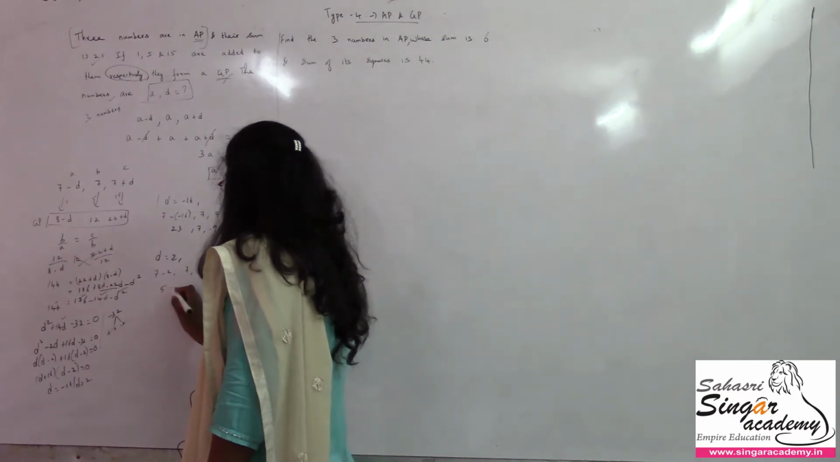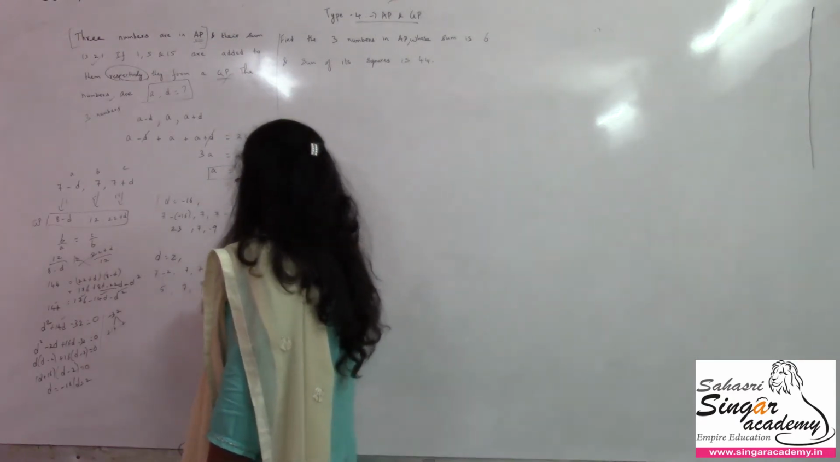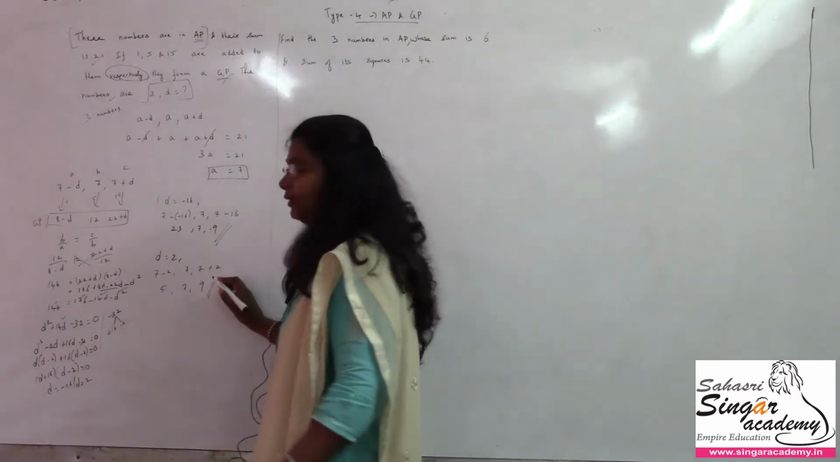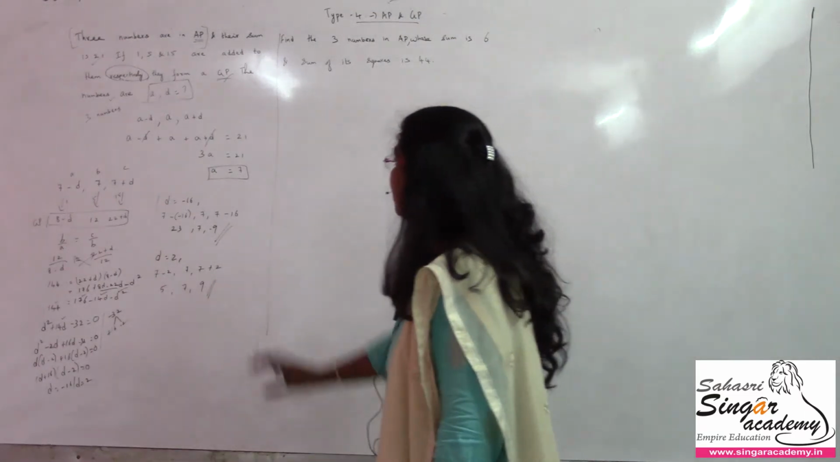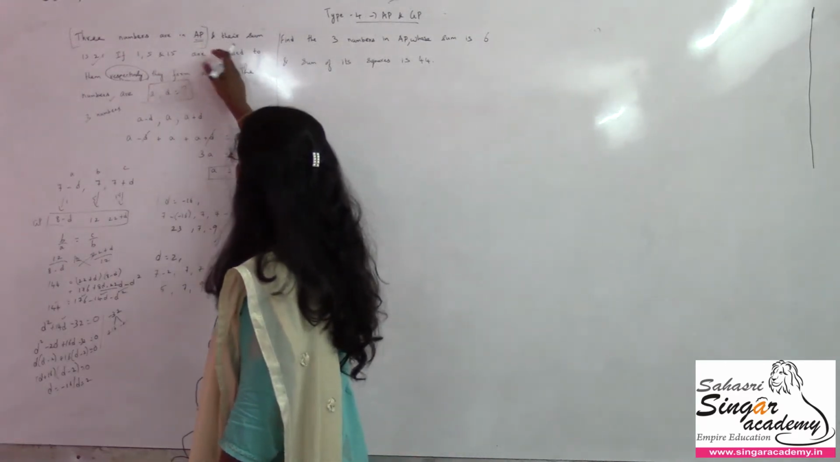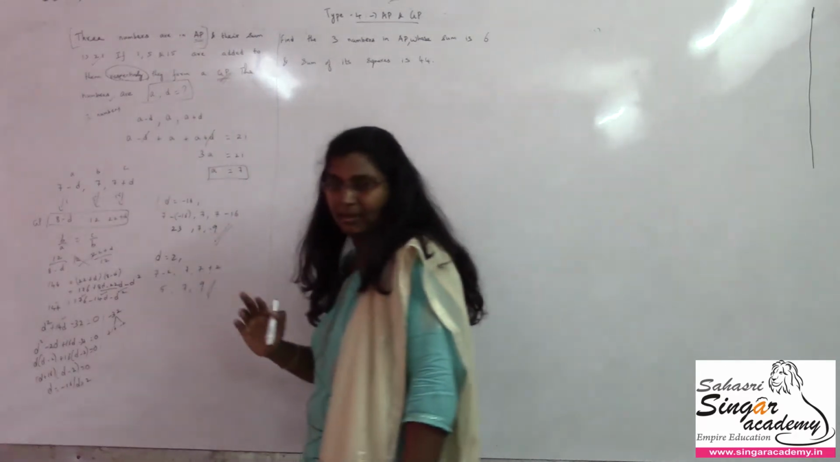So this is 5, 7 and 9. Both are in AP only. Your answer can be anything. Just choose the right option and get your marks. So this is one problem where we have AP, that is, the three numbers are in AP, and also GP is involved. It's a combined problem.